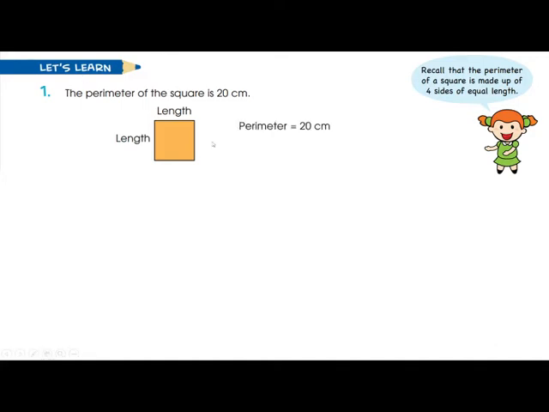So you have to write first of all the perimeter of a square is 20 centimeter, and how many sides we have? 4, so we have to divide by 4. We will get 5 centimeter.